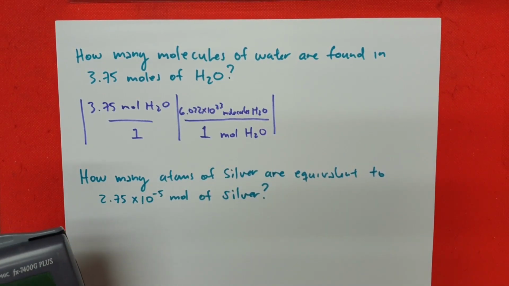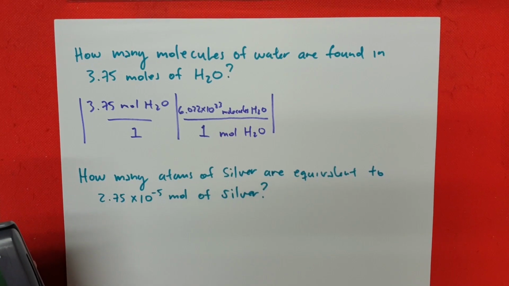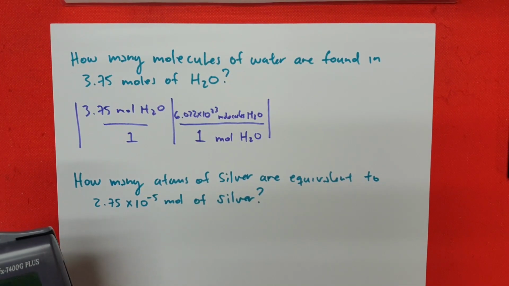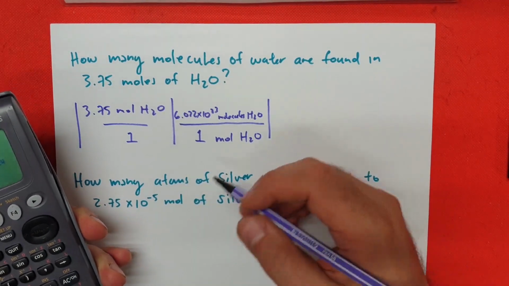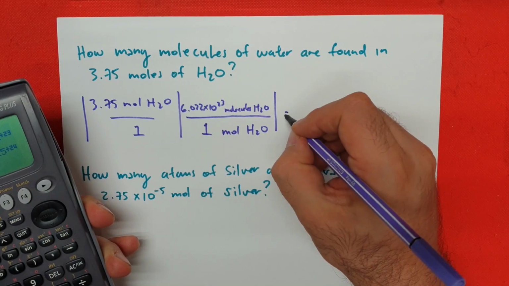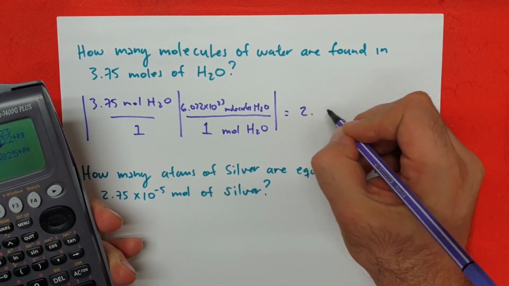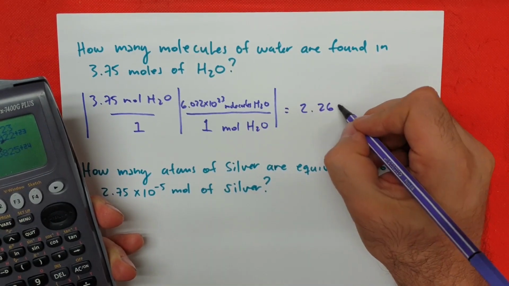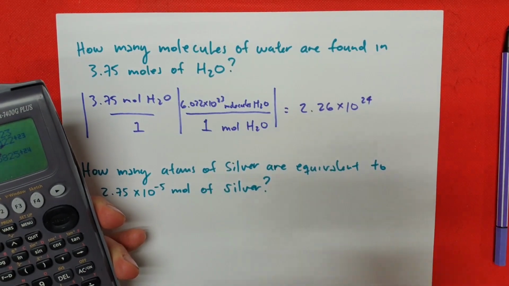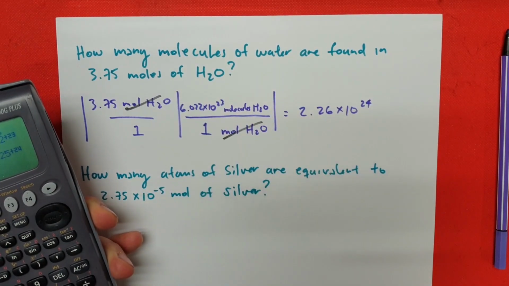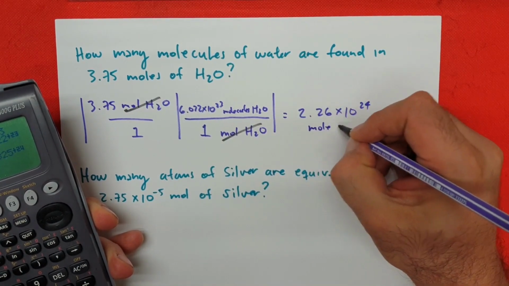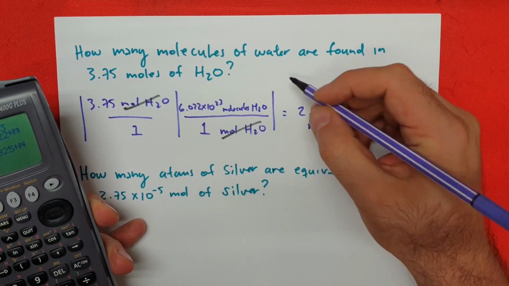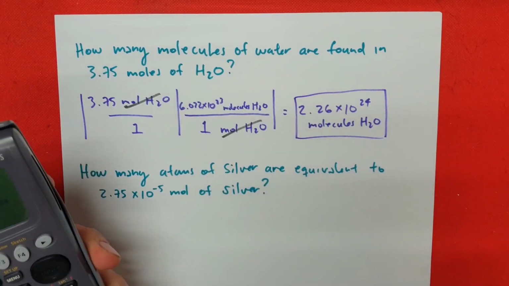We punch this into our calculator, and we say 3.75 times 6.022 times 10 to the 23rd. And our answer, of course, is expected to be quite big, so our exponent is going to increase. And once these units cancel out, if we round properly, our answer is going to be 2.26 times 10 to the 24th. And the unit that survived is, since moles got canceled out, the unit that survived is molecules of water, which we're going to leave in a box to show that this is our final answer.